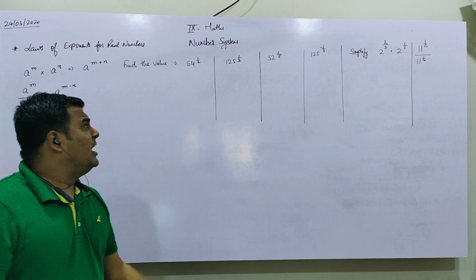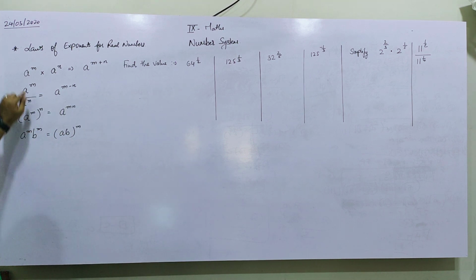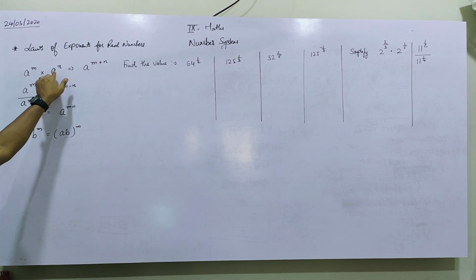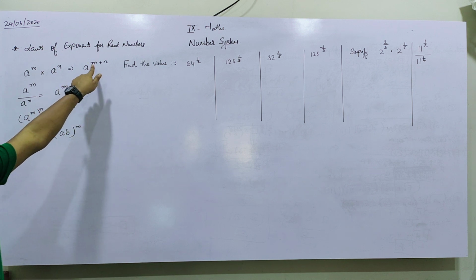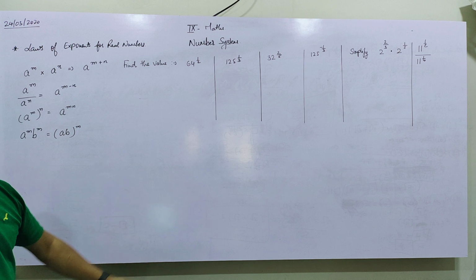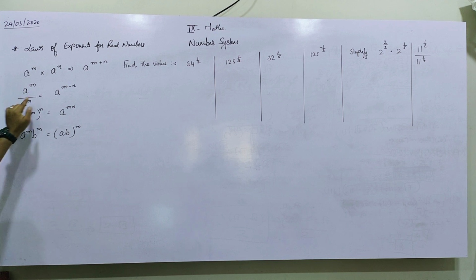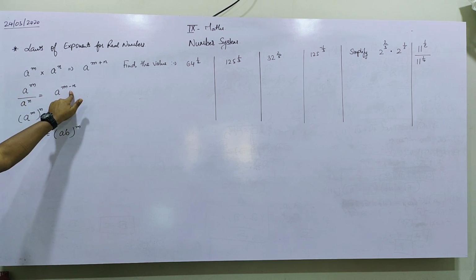Now let us see the laws of exponents for real numbers. You must have studied a to the power m into a to the power n becomes a to the power m plus n. So if the base is same, we'll add the powers. Now again, a to the power m divided by a to the power n. Here the base is same, so we will subtract when it is division.